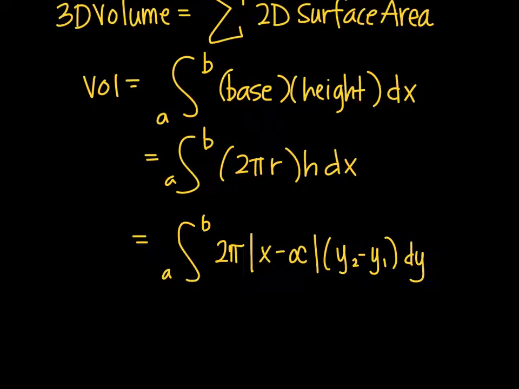So the radius completely matches up with the absolute value of x minus alpha. That's, again, accounting for the axis of rotation. And the height completely matches up with y2 minus y1. Many times the y1 value will be 0. Many times the axis of rotation will be 0. And when those are 0, great, it makes the problem easier. But we do have to account for the possibility that it's not 0.